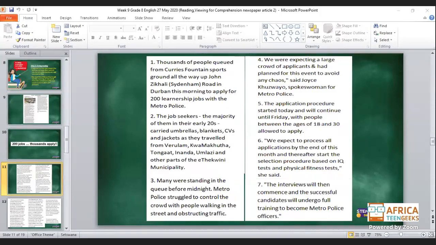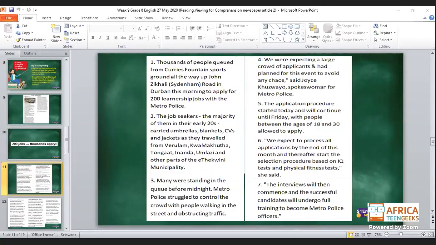Preston Force, can you read for us paragraph number 7? So can you hear me? Yes, Preston Force, you can read for us paragraph 7.